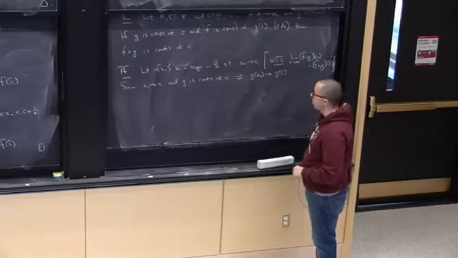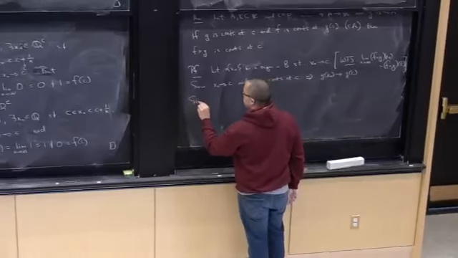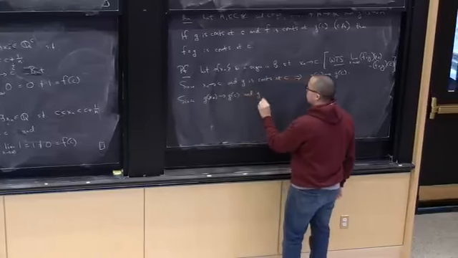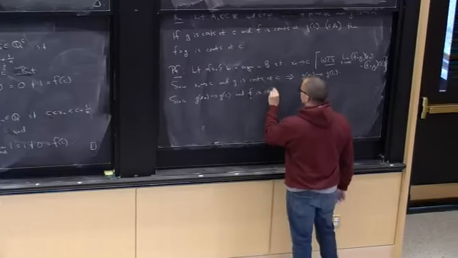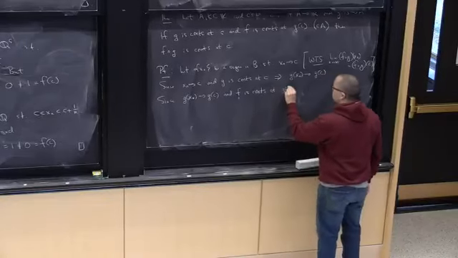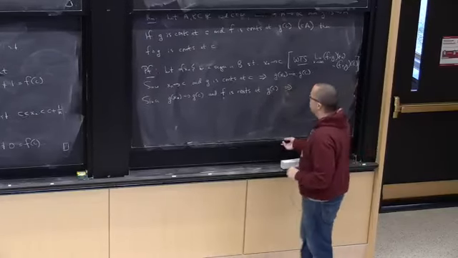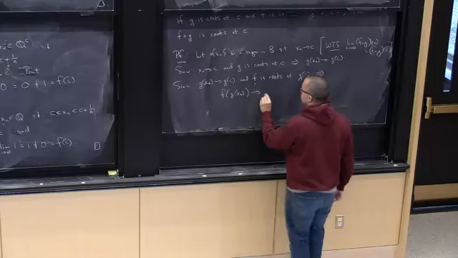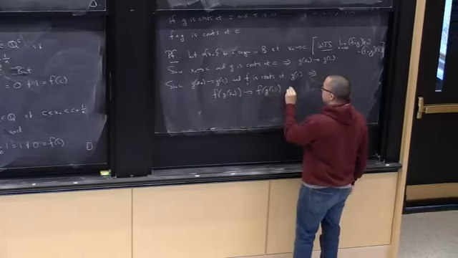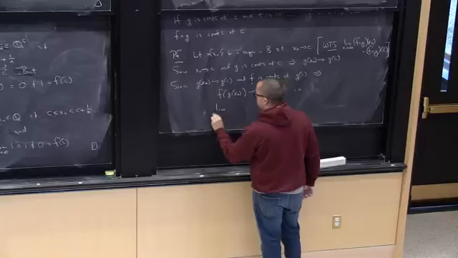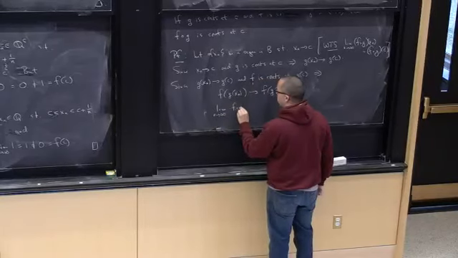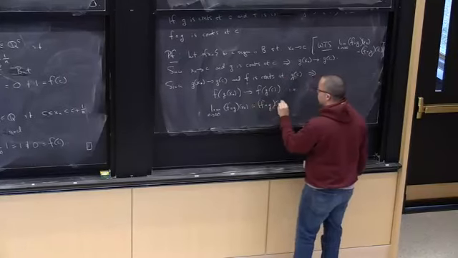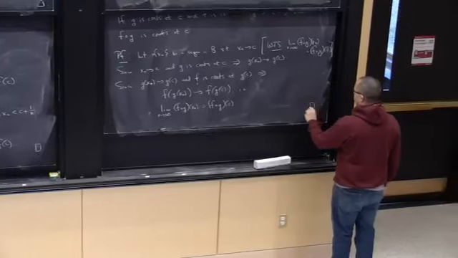Now g of x_n, this is a sequence now in A converging to an element of A. Yeah? So since this sequence g of x_n converges to g of C, and f is continuous at g of C, this implies that f of g of x_n converges to f of g of C, which is, by definition, the same as saying that the limit of f of g of x_n equals f of g of C.